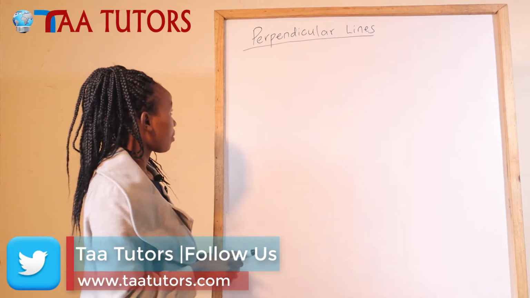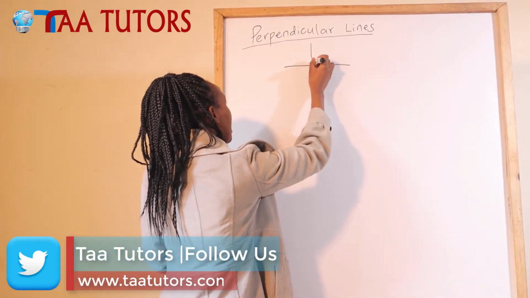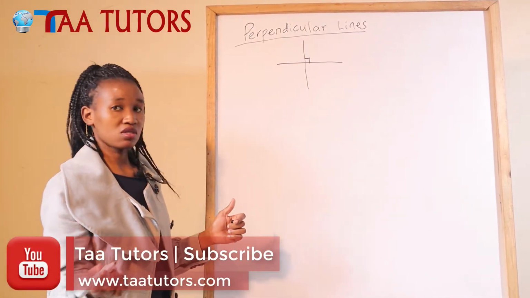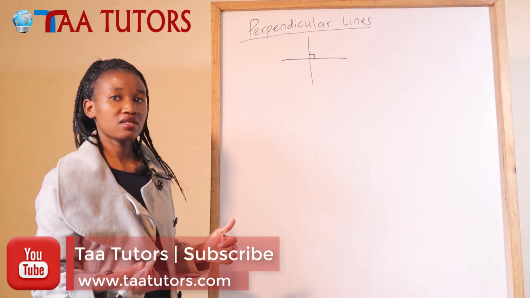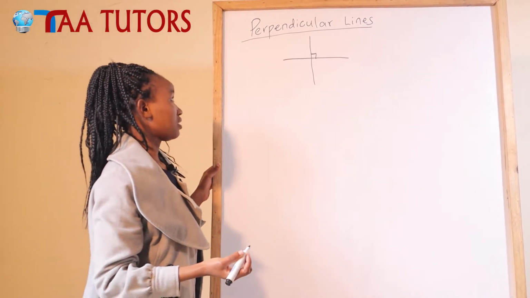Today we are going to look at the relationship between perpendicular lines. So what are perpendicular lines? Perpendicular lines are lines that meet or cross each other at 90 degrees.